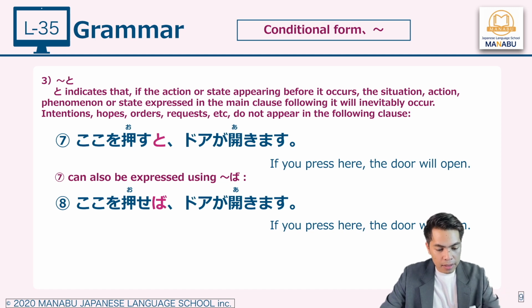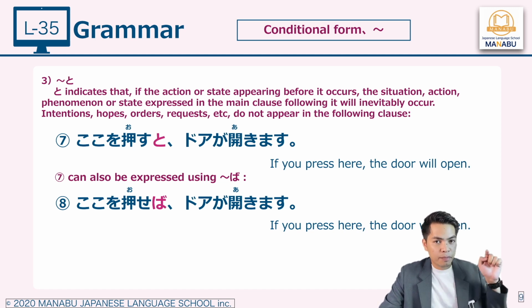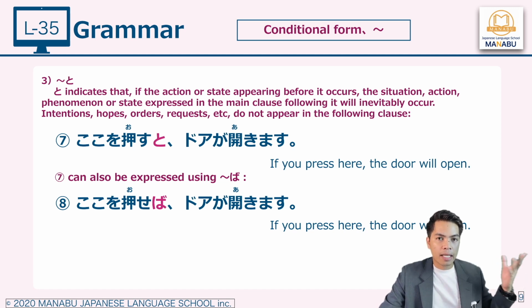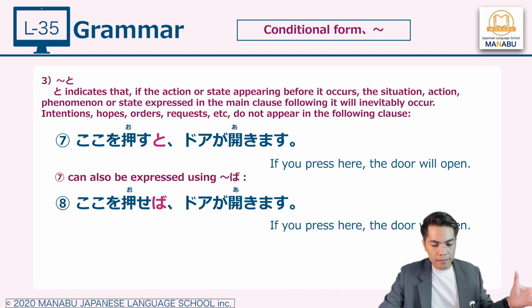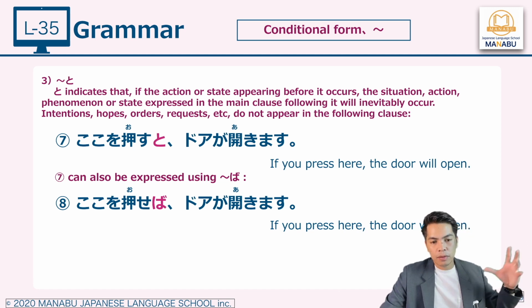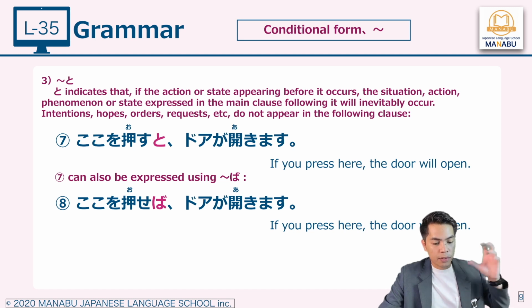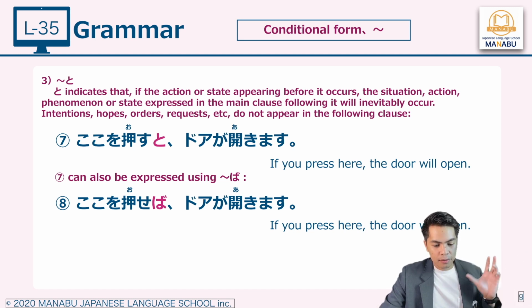So let's read example number 7. Koko o osu to. If you press here, then something will happen. Inevitably occur. Automatically. If you press here, what will happen? Doa ga akimasu. The door will open. Inevitably. If you use ba form, koko o seba. If you press here, then the door will open. The door will open if you press here. You have to do something first in order for the door to open. Koko o seba. If you press here, doa ga akimasu.